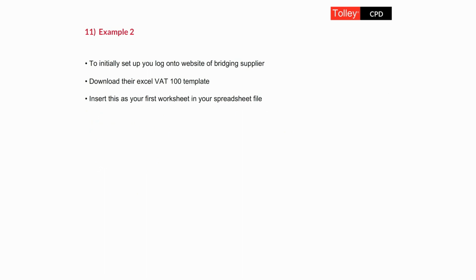So how will it actually work for this client? Well, when he does it for the first time, he'll log on to the bridging supplier's website. He'll download their Excel VAT 100 template. He'll insert that as the first worksheet in your spreadsheet file. That's how the MTD Express works. It has to be the first worksheet. Others may be different, but it's the first worksheet in your spreadsheet file, so insert that. You then replicate the cell links from your old VAT 100 worksheet into your new template. Delete the old VAT 100 once you're happy you've done it correctly.